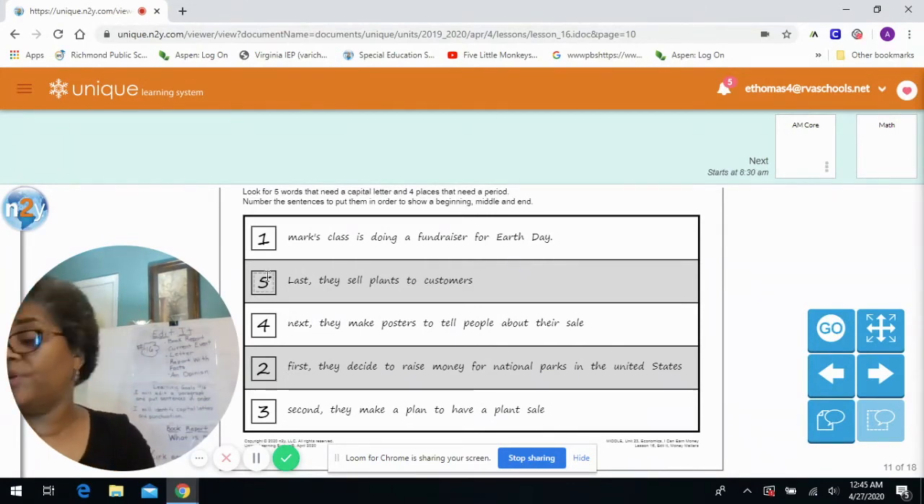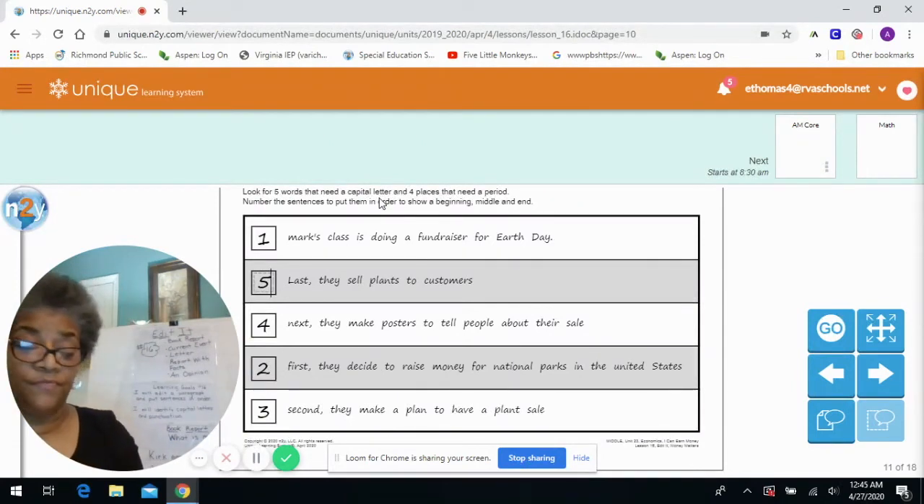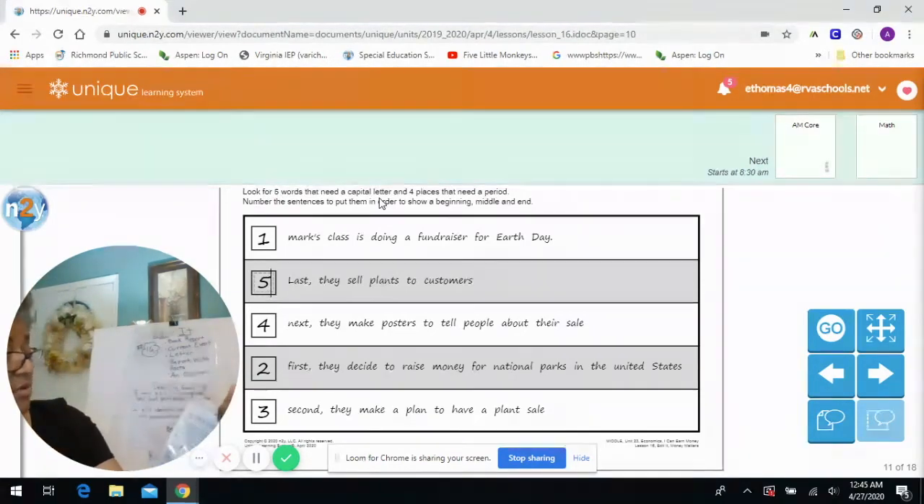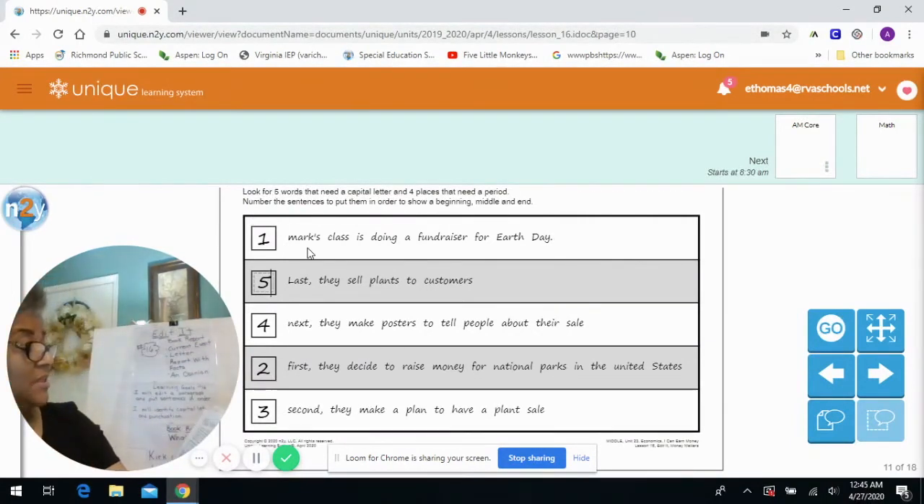So now we're supposed to have what? 5 words that need a capital letter. 5 words. Okay, maybe the mark didn't count. That's 1, 2, 3, 4, 5. Was it 5 words that needed a capital letter? I guess Mark, well, he needed a capital letter too. It was at the beginning, but that one was done for us. So we don't count that one.